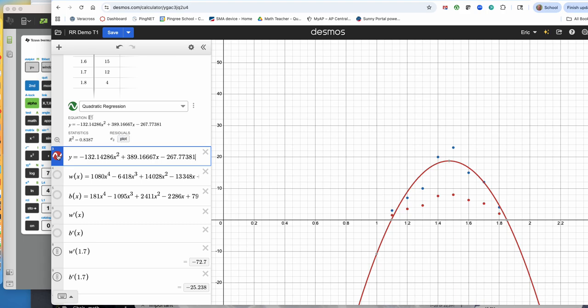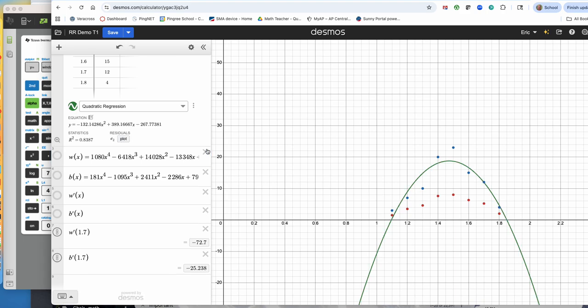This is what I did with the fourth degree polynomial regression, and I also just deleted some of the many decimal places just so I could see what was going on and cleaned it up a little bit. So here are my two regressions. I'll turn this one off. And again, they're not perfect. I'm just illustrating the idea here. So there is that, and I can then find the derivative.